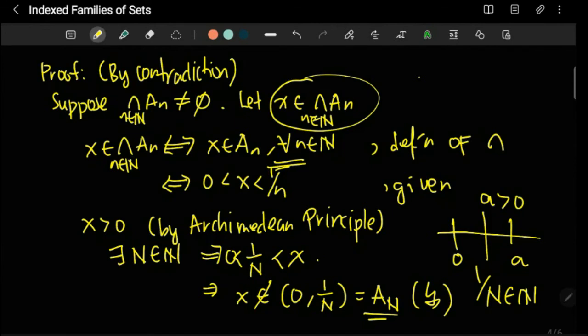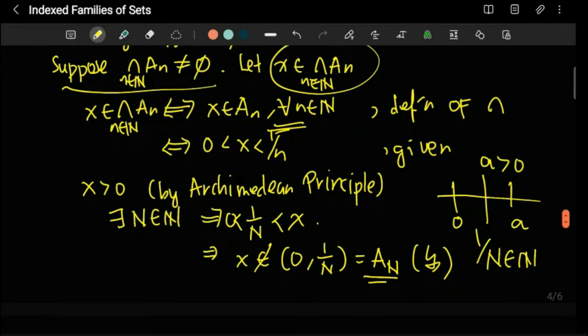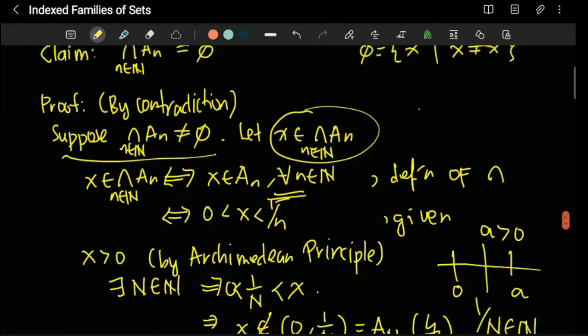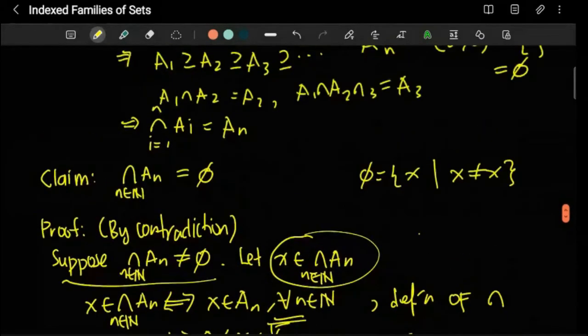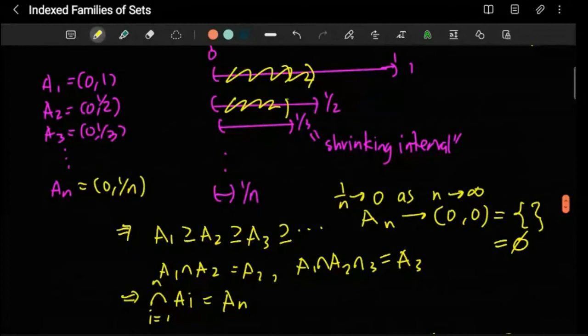So that contradicts our assumption. By proof by contradiction, the supposition must be false, so its negation must be true. Right? Therefore, what is true is that the intersection of A sub n must be empty. And we are done. Okay? Alright. So we were able to show that the intersection of this shrinking set, where the set keeps changing until the two endpoints meet, is actually empty.